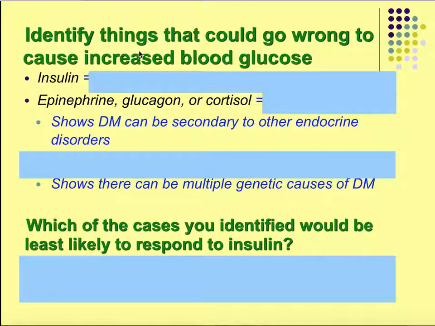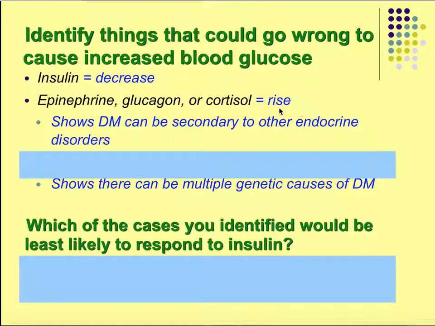So we're going to identify things that could go wrong to cause increased blood glucose. So what could cause hyperglycemia? What would have to happen to insulin? So if we know that insulin lowers blood glucose, having a decrease in insulin would then raise blood glucose. So a decrease in insulin, loss of insulin, not enough insulin being secreted would raise blood glucose levels. What about epinephrine, glucagon, and cortisol? Now, epinephrine, glucagon, and cortisol all raise blood glucose. So having too much of them, a rise in these hormone levels would also increase blood glucose.